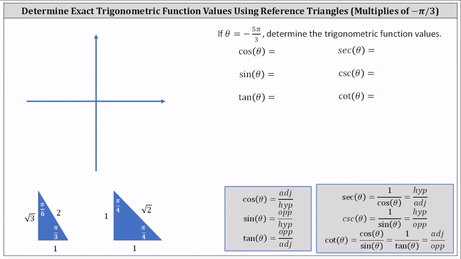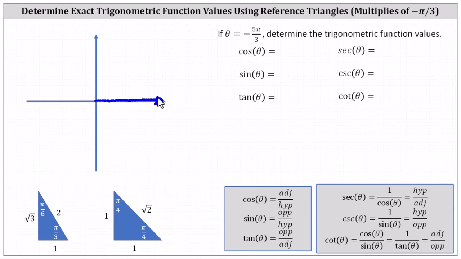In this lesson, we will use a reference triangle on the coordinate plane to determine the 6 trigonometric function values for negative 5 pi divided by 3 radians. We begin by sketching the angle in standard position. The initial side is along the positive x-axis.